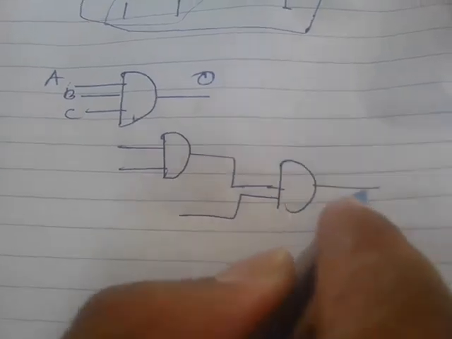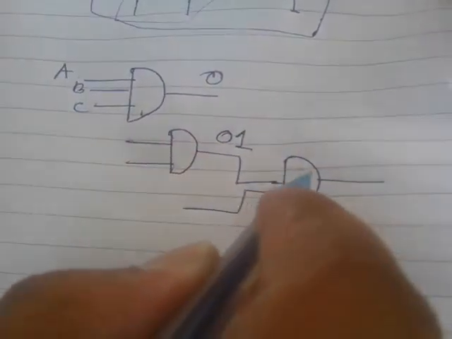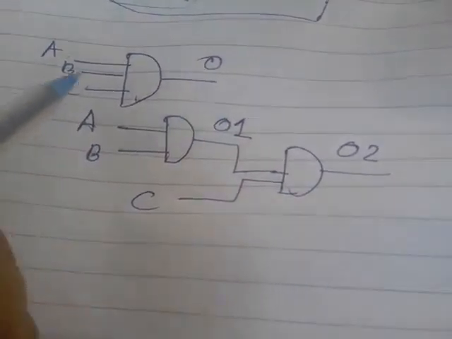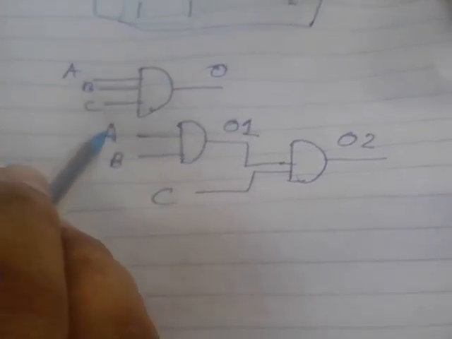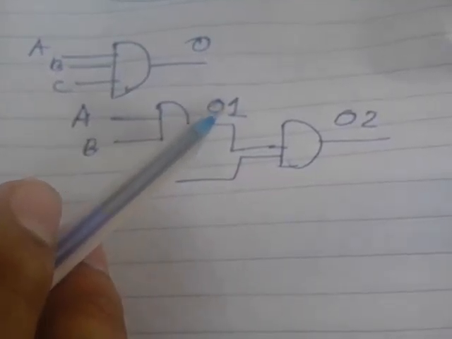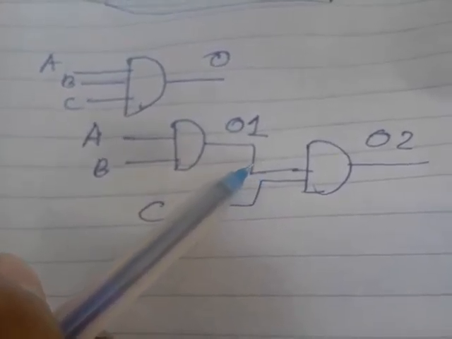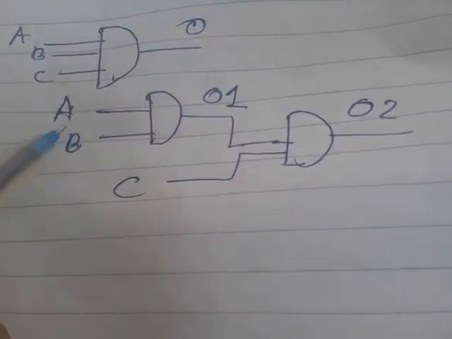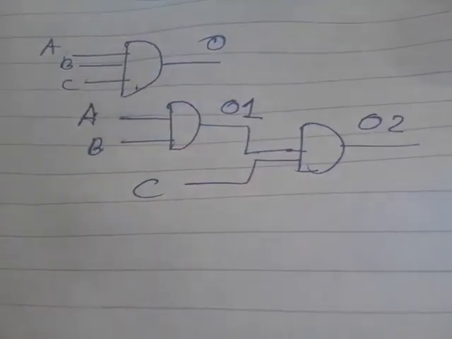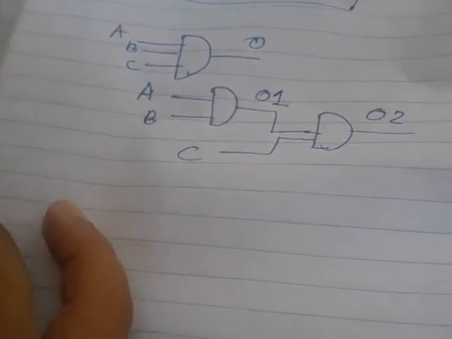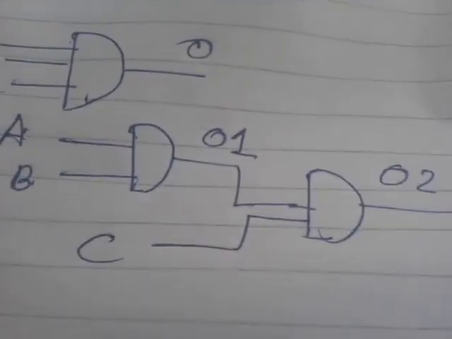Please pardon my drawing. This is output 1, this is output 2. So this is A, B and C. The three inputs are like this: A, B, C. What's actually happening is A and B are being fed to one of the gates. O1 is the output, and this O1 is fed to another AND gate having C as the input as well. So in this way we can combine two-input AND gates to obtain a 3-input AND gate. This is more or less what you need to know for AND gates.